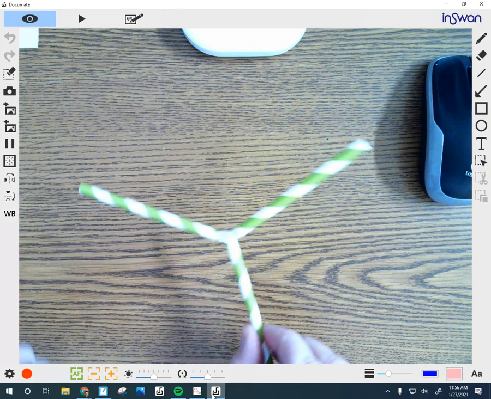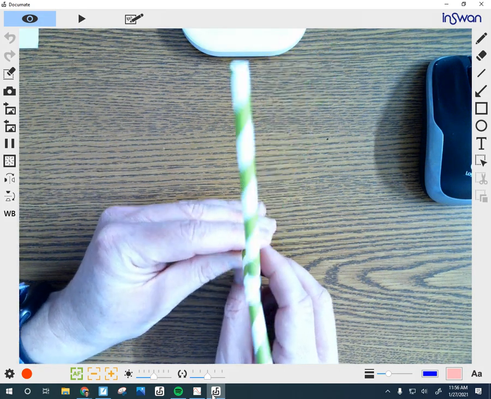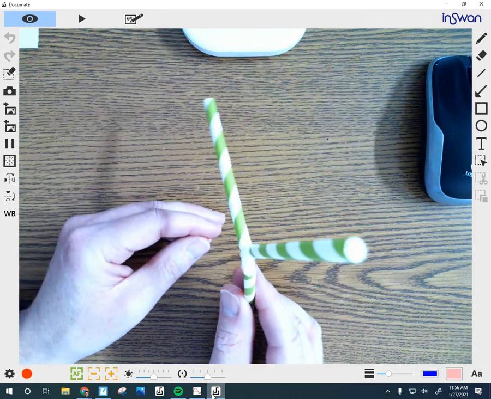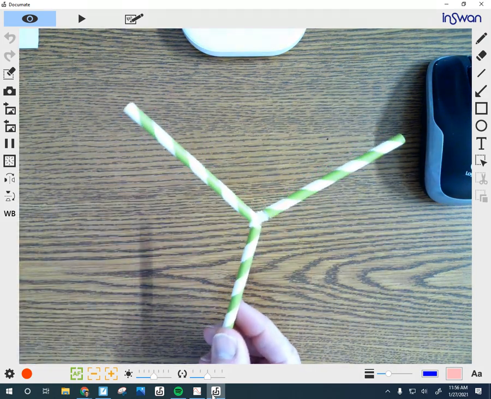Planar because there are 3 parts, but if you turn the molecule sideways, it's in a plane. It's flat, right? It's flat. It doesn't have depth to it. So the 3 pieces are in a plane. Trigonal because it has 3 parts. Okay.